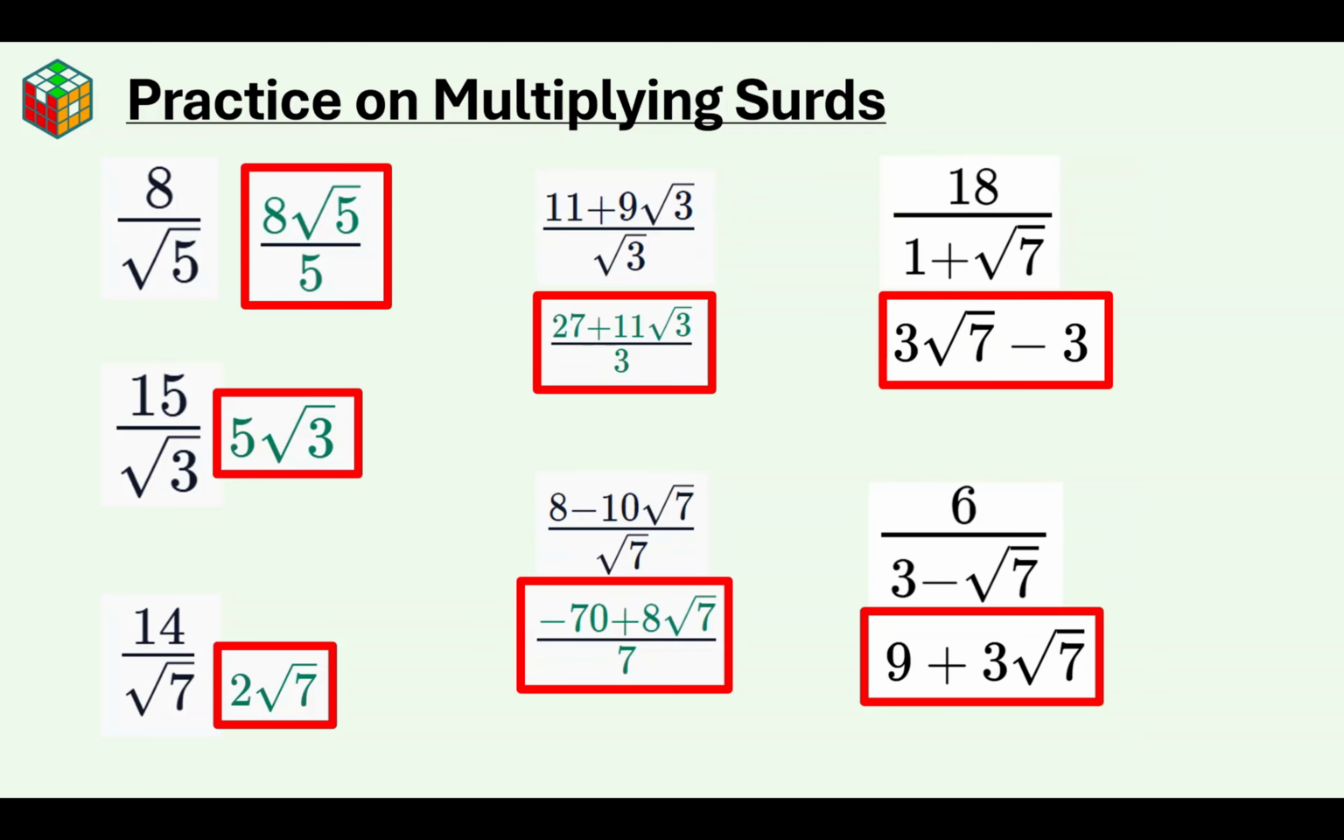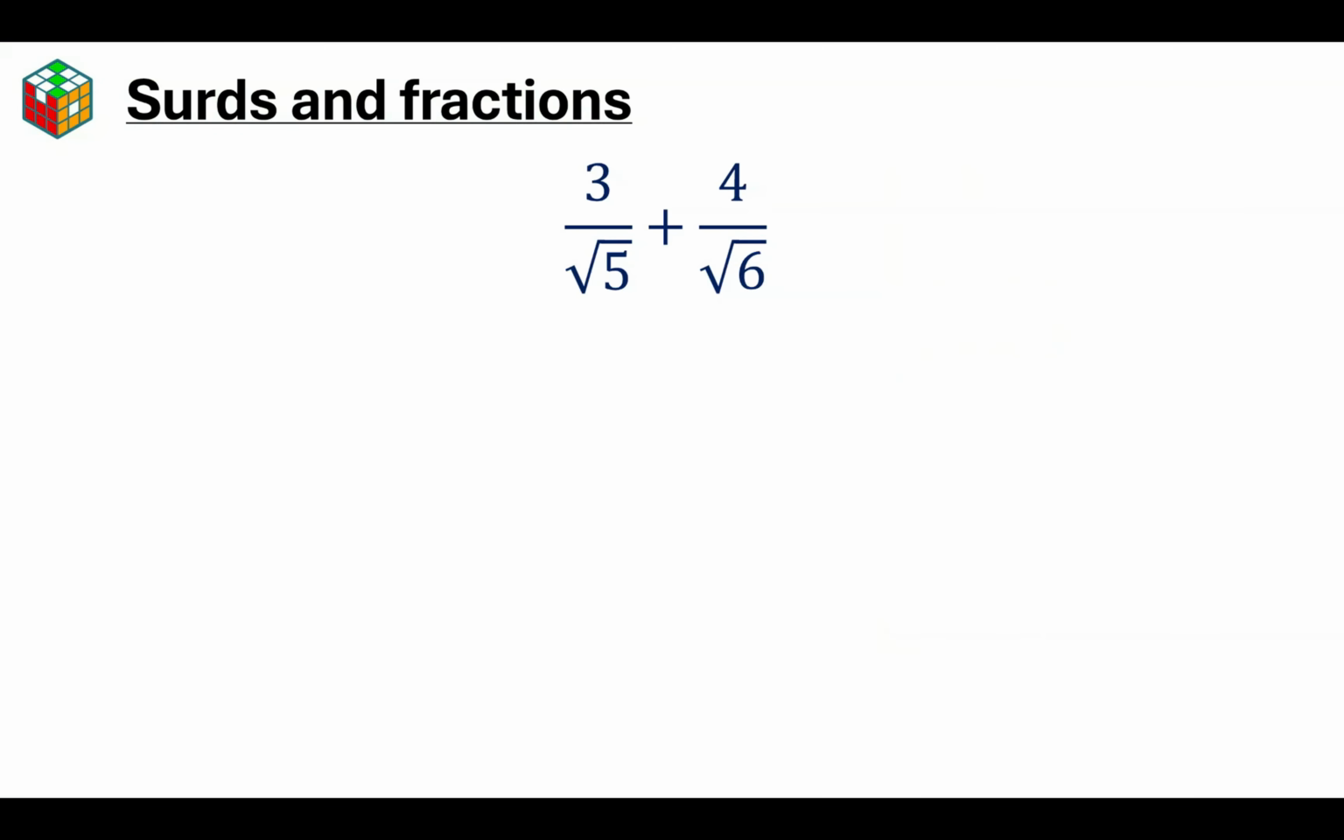Okay, these are the answers. Then, the next part is surds and fractions. To make it easier, you may want to rationalize the denominator first for both, because it's going to make your life a lot easier. To rationalize, the one on the left is going to be times root 5 over root 5. To rationalize, the one on the right is going to be root 6 over root 6.